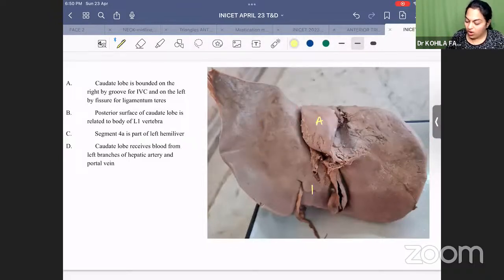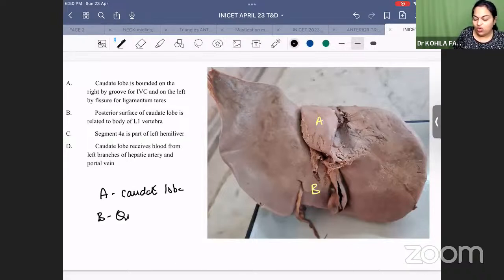What is A? What is B? Can you tell me? A is showing you the caudate lobe. B is showing the quadrate lobe. Right. Now, what are the boundaries of the caudate lobe?